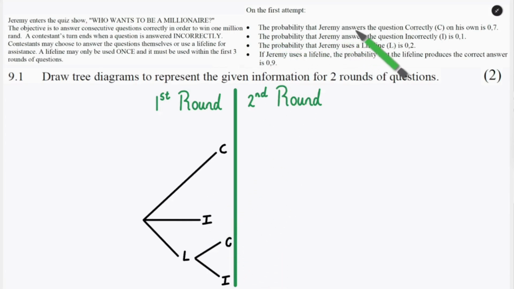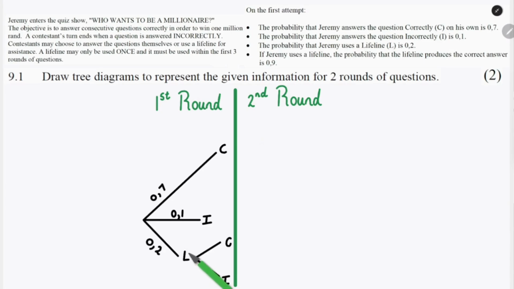Now we've got to fill in the probabilities over here. The probability that Jeremy answers the question correctly on his own, that implies without the lifeline, is 0.7. So this branch over here will get a 0.7. And then the probability of answering it incorrectly is 0.1. So this branch will get a 0.1. And then the probability to use a lifeline is 0.2. So we've got a 0.2 on this branch over here.